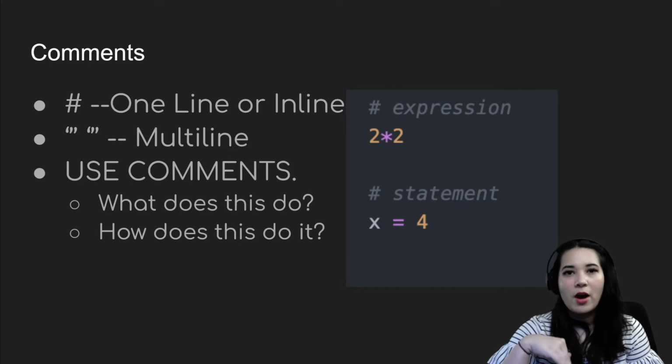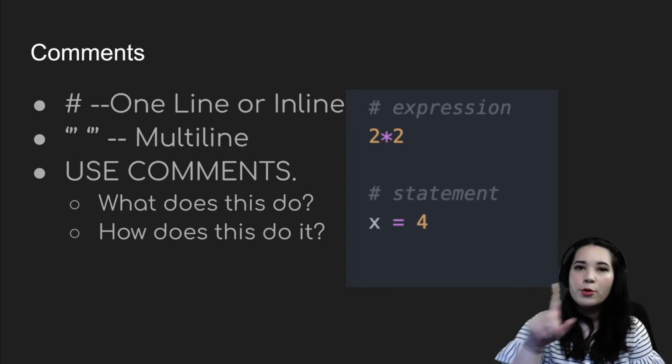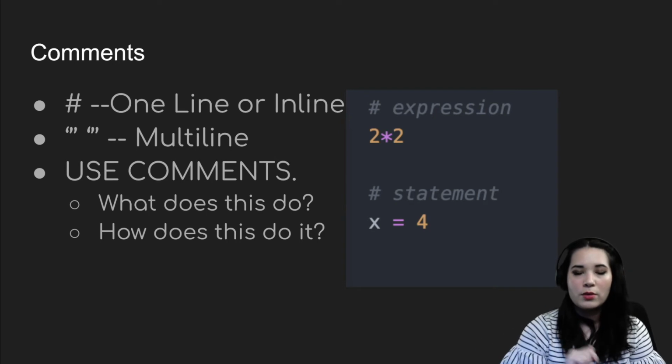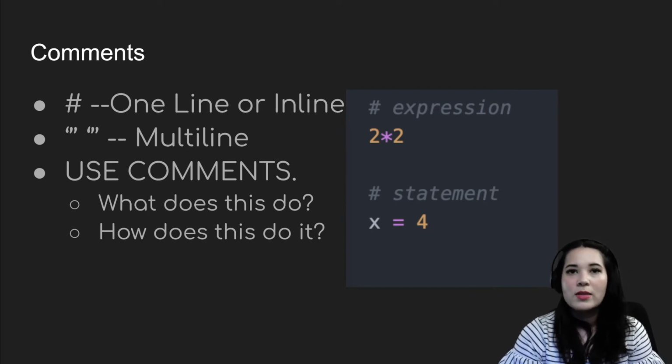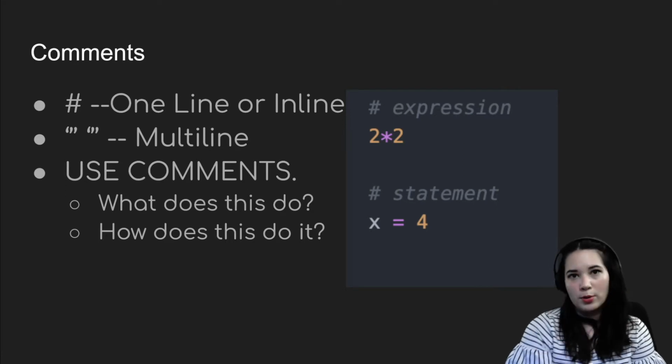If you ever have a comment that needs to be multiple lines, you can actually use 3 quotation marks, so 3 single quotation marks. If you open a comment with 3 and close it with 3, Python will not execute that code at all, and you can use it like a comment, but multiple lines.